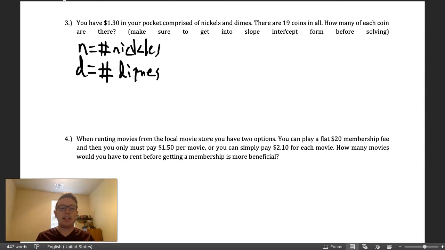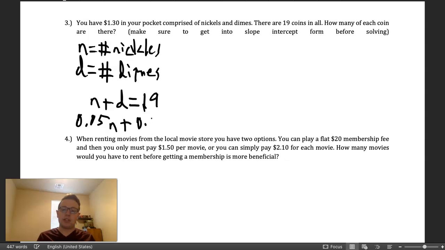We know we have 19 coins in all. These coins are just nickels or they're just dimes, meaning that we can say our total number of nickels and dimes will be 19. So we're saying we have a total of 19 coins comprised of these two. Now what do we do with this $1.30? Well, we know that nickels are worth $0.05, or you could put 5 cents, and dimes are worth $0.10, or you could say 10 cents.